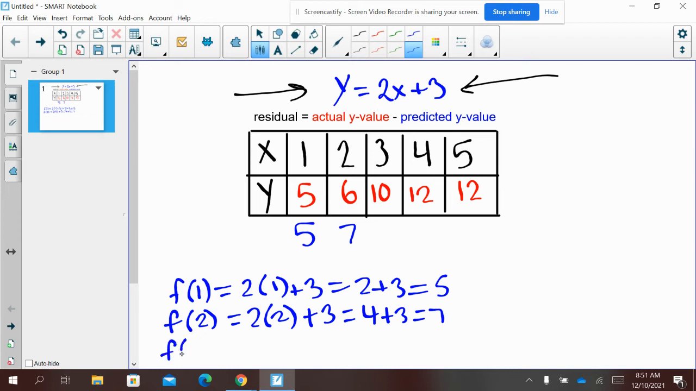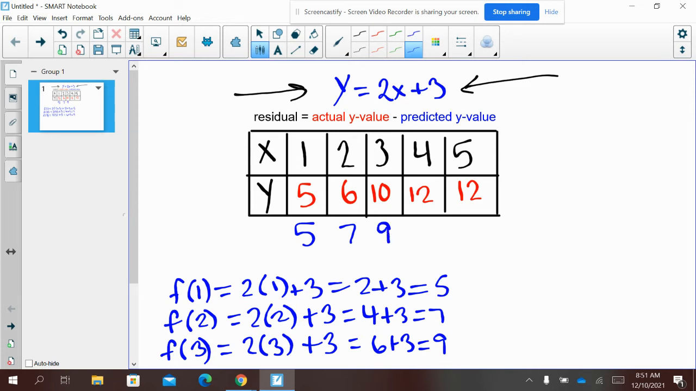Let's try for f of 3. When the function is 3, that's 2 times 3, which is 6, plus 3, which is 9. So 6 plus 3 should equal 9. We got 10, so that's 1 off.